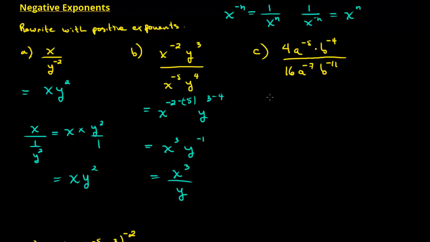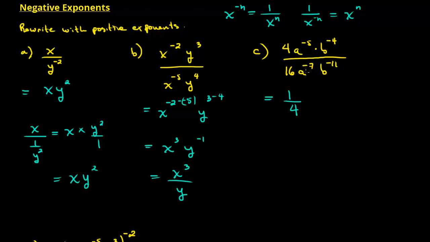Okay, so next we have 4 times a to the power of negative 5 times b to the power of negative 4 divided by 16a to the power of negative 7 times b to the power of negative 11. The first thing that I would probably do when simplifying here is just to simplify any coefficients, divide out any factors if I can, and also then use the exponent laws to simplify. So 4 divided by 16, well, I can rewrite that as 1/4. And I can use the exponent laws to simplify.